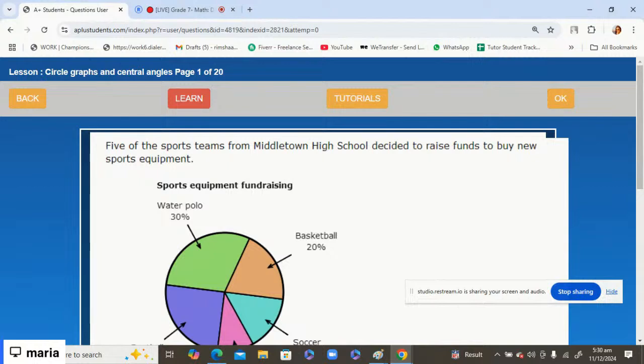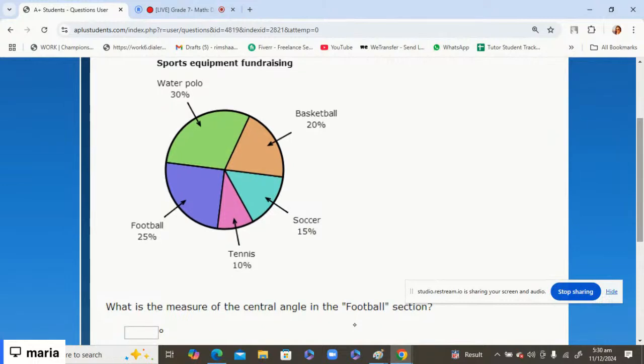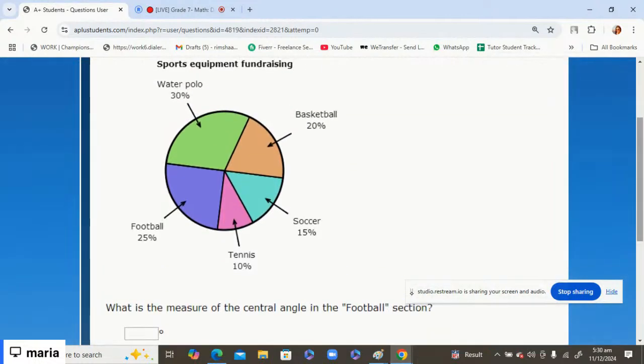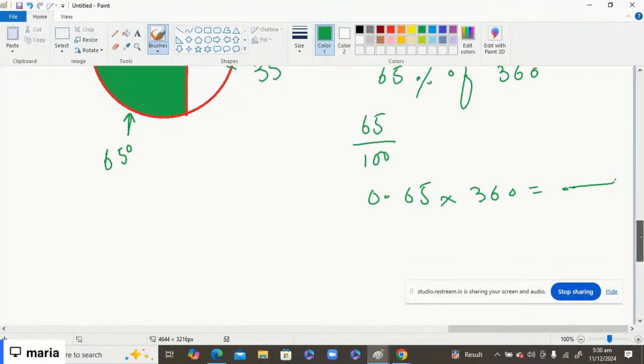Five sports teams from Middletown High School decided to raise funds to buy new sports equipment. The equipment is given: water polo 30%, basketball 20%, football 25%, tennis 10%, soccer 15%. What is the measure of the central angle in the football section? The football section is only 25%. 25% of 360, let's find it out.